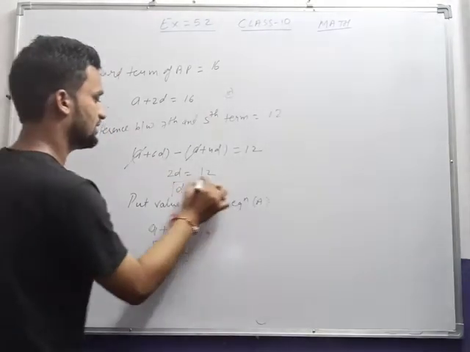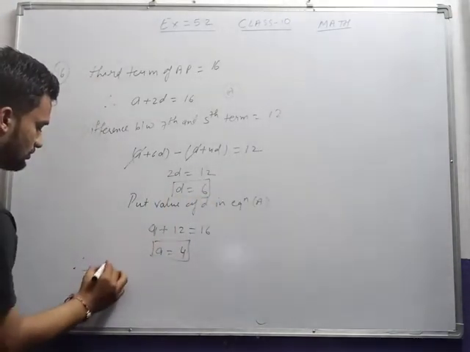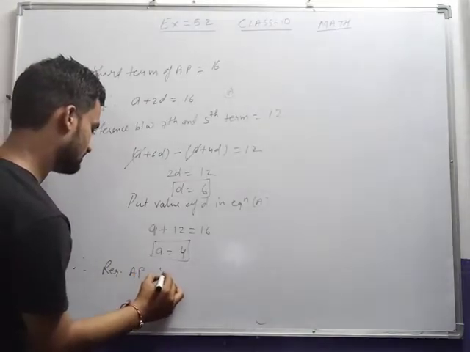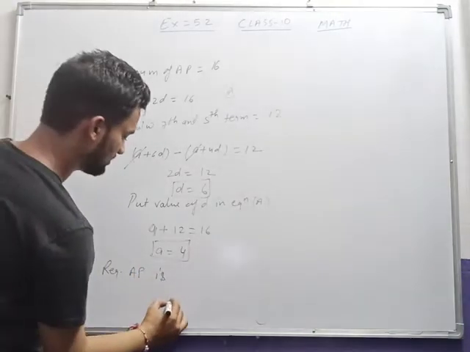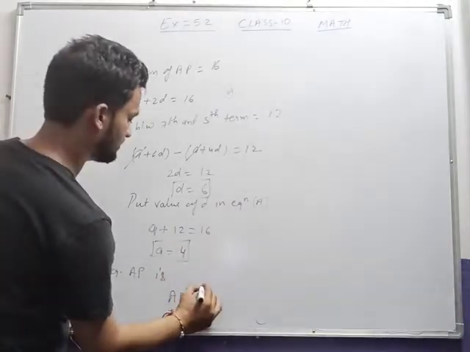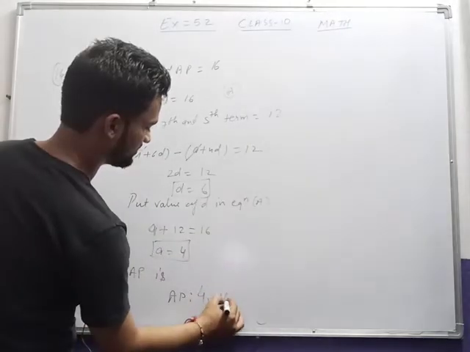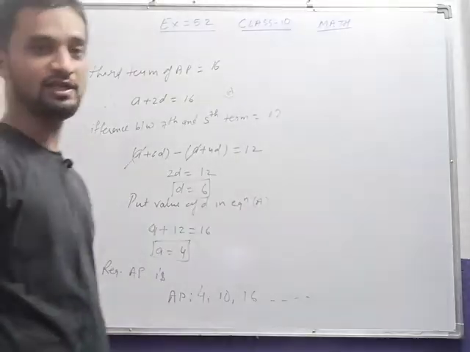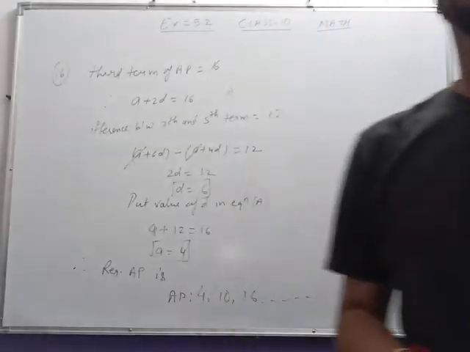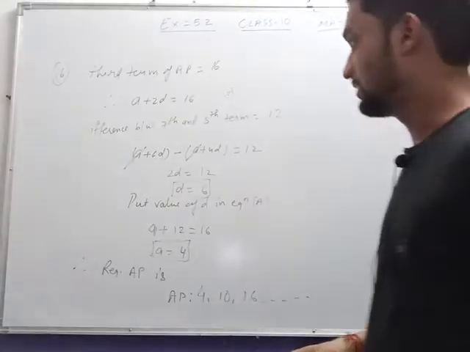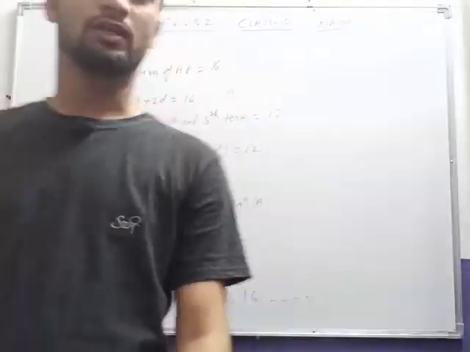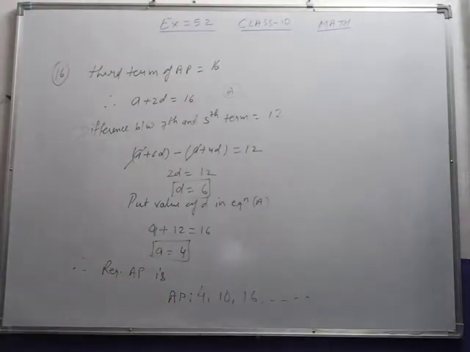First term is 4, D is 6, therefore the required AP is: first term is 4 and the next term, with common difference, means 10, 16 and so on. The first 3 terms will be 4, 10 and 16. Hopefully you are getting my point. Maybe I am going a little fast, so you can pause the video and revise it.